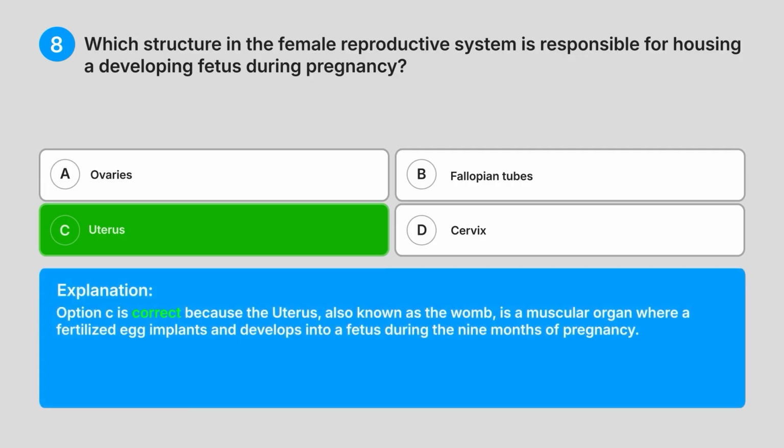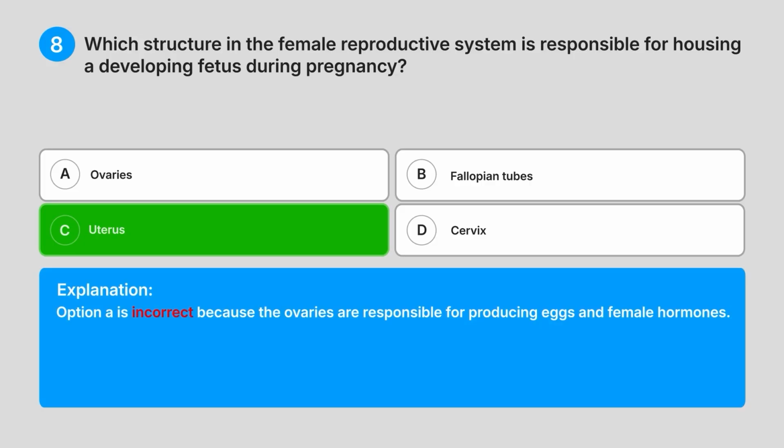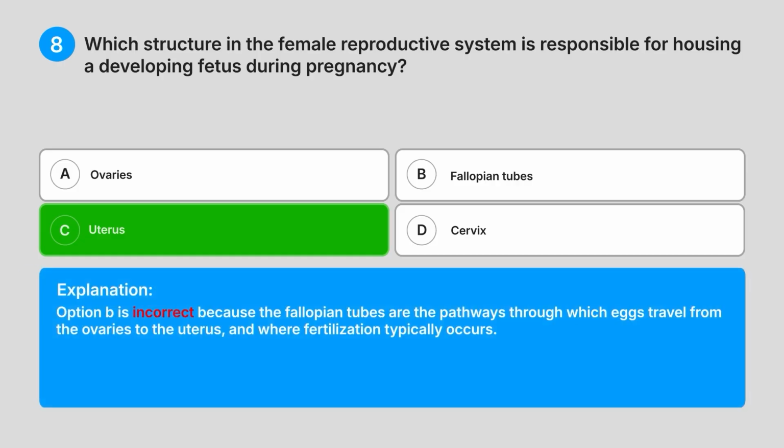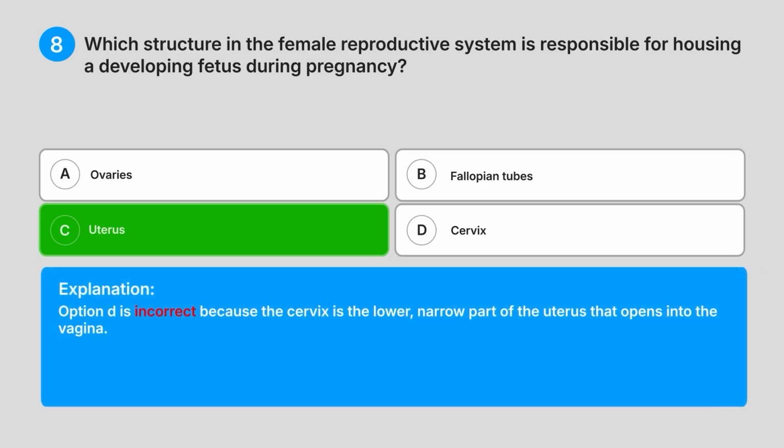Explanation: Option C is correct because the uterus, also known as the womb, is a muscular organ where a fertilized egg implants and develops into a fetus during the 9 months of pregnancy. Option A is incorrect because the ovaries are responsible for producing eggs and female hormones. Option B is incorrect because the fallopian tubes are the pathways through which eggs travel from the ovaries to the uterus and where fertilization typically occurs. Option D is incorrect because the cervix is the lower, narrow part of the uterus that opens into the vagina.